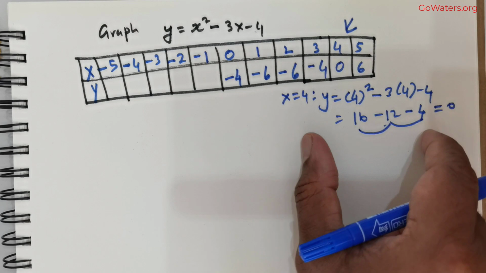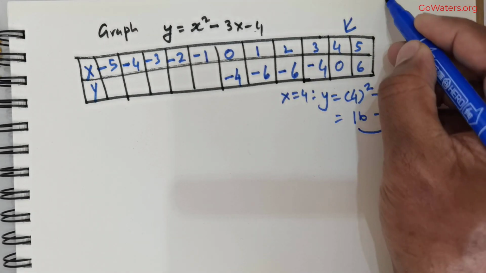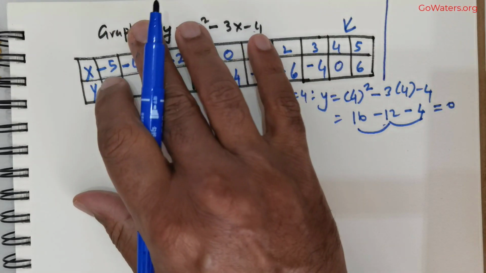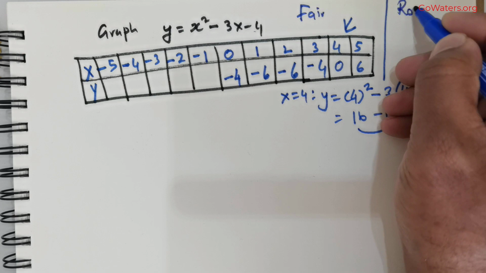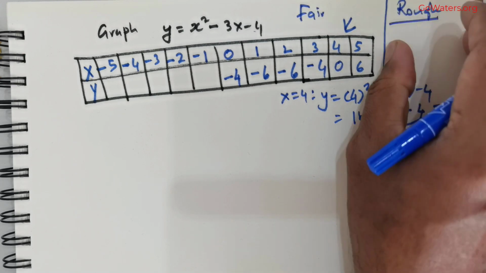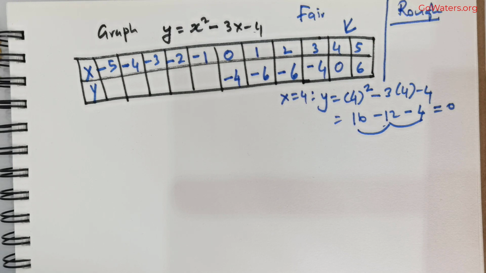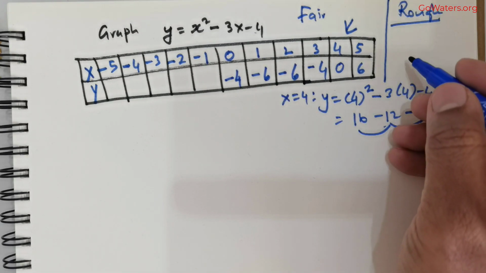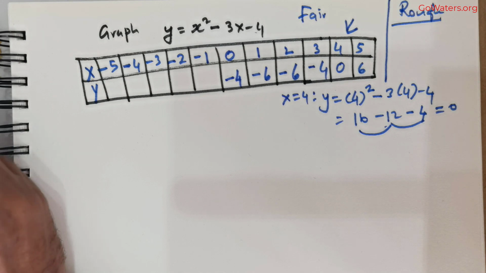You don't have to show this to the examiner, but it's always better that you divide your page into fair and rough. This side is fair, this side is rough. It is always better you perform your working on the right hand side, on the rough side. Now, this is advantageous in two ways. One is that you're showing the examiner that you have applied yourself, even if you are not able to get the correct solution.